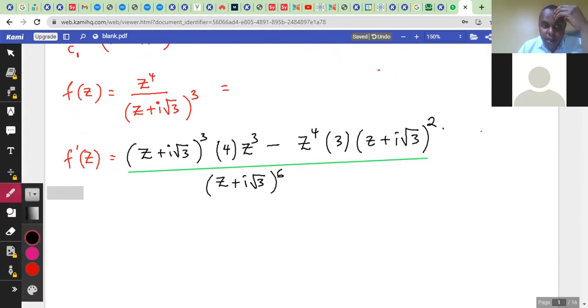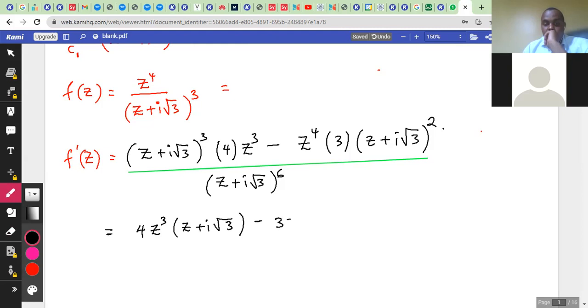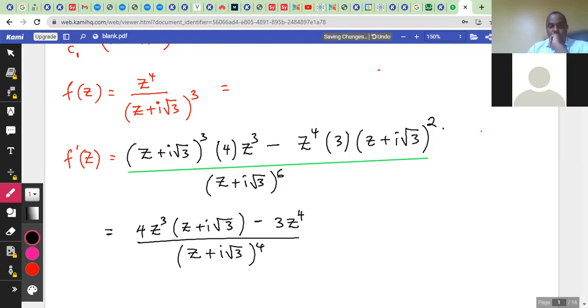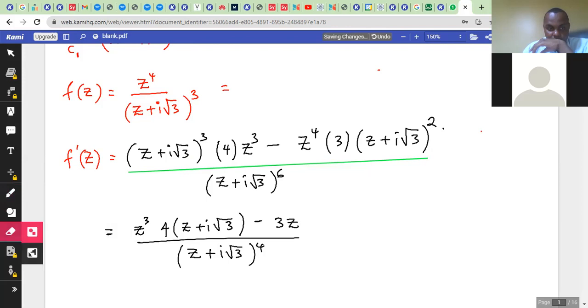So it will be 4z cubed times (z plus i root 3) minus 3z to the fourth, divided by (z plus i root 3) to the power of 4. So for the second derivative, we can also pull out z cubed. So this will be z cubed times 4 times (z plus i root 3) minus 3z. So it's going to look like that.